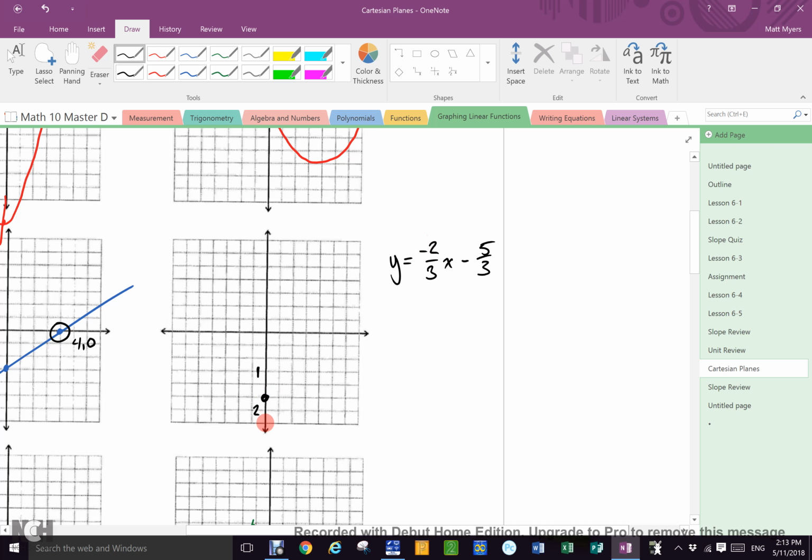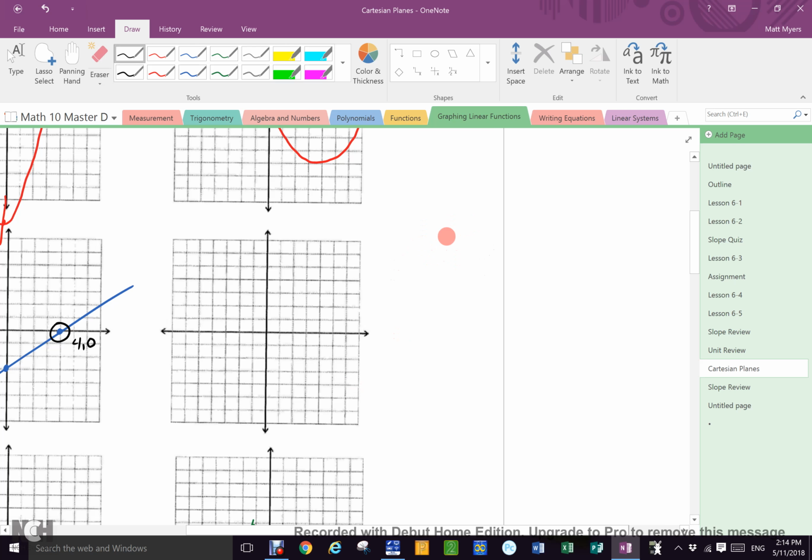I can go down 2. There's my minus. So where do I go from there? Right 3. If I go up 2, that's positive. Where's my negative? Left 3. And I make the line. Is everybody good? All right.